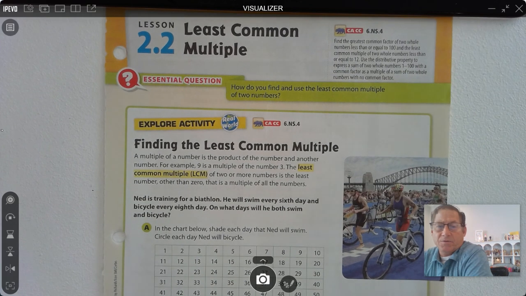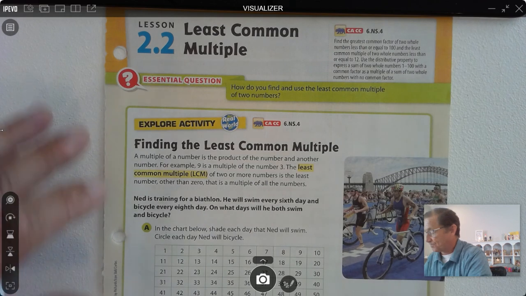A multiple of a number is the product of the number and another number. For example, 9 is a multiple of the number 3. The least common multiple of two or more numbers is the least number other than 0 that is a multiple of all the other numbers.